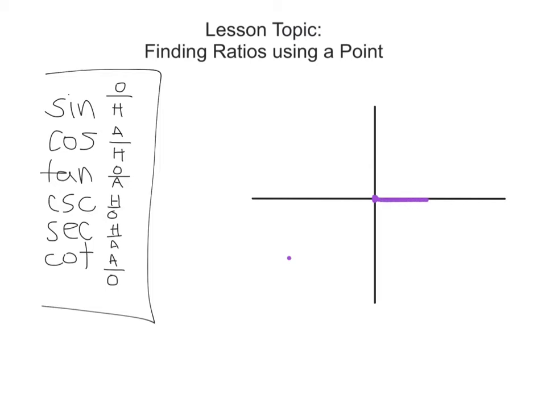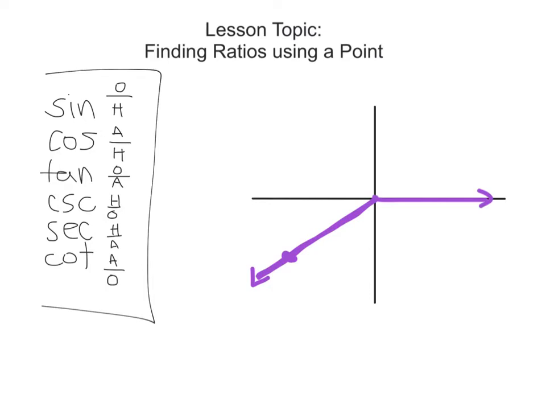In standard position, we're going to put that original initial side on the positive x-axis, and if we know it goes through this point right here, then we know our second ray, or our terminal side, is going to go through that point. Okay, so that point was right about there. So we can still draw the angle.